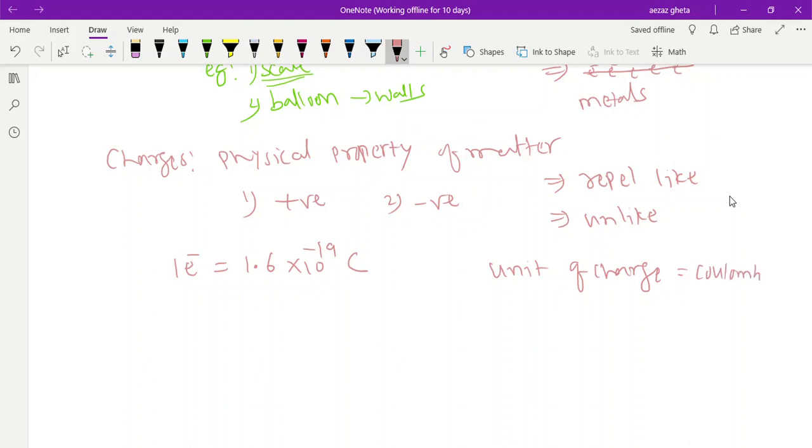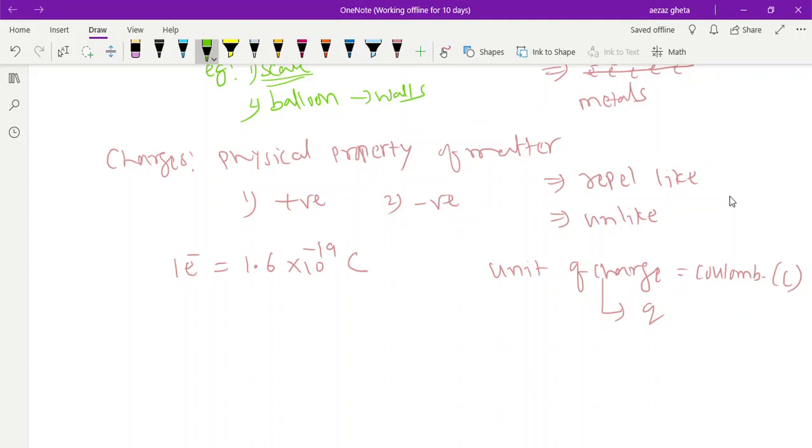Coulomb, coulomb. Okay. And this charge is denoted by Q. Charge is denoted by what? Q. And the charge on each electron is 1.6 into 10 to the power of minus 19 coulomb. The unit of charge is coulomb, and the charge is denoted by Q, remember. Okay. And how many electrons are there in 1 coulomb of charge? Meaning, how many electrons will make 1 coulomb of charge?